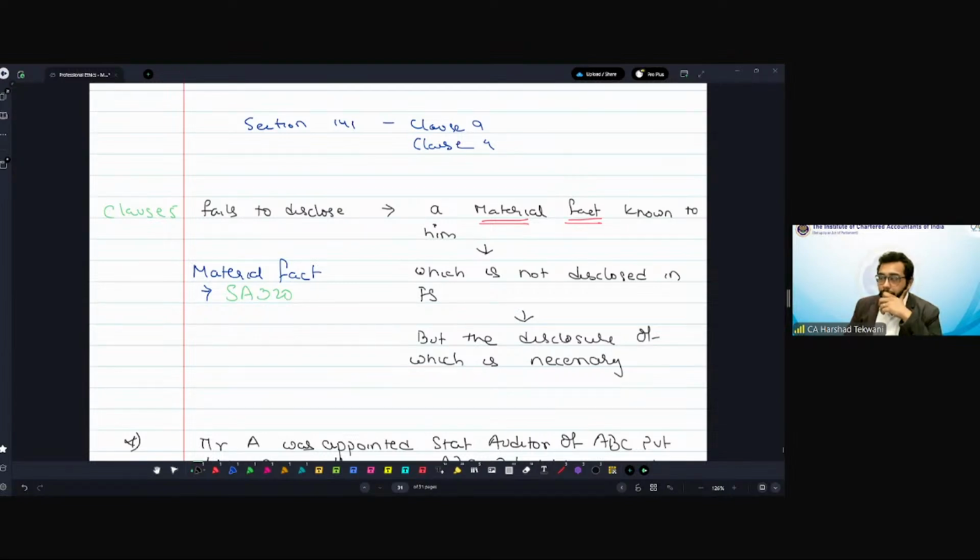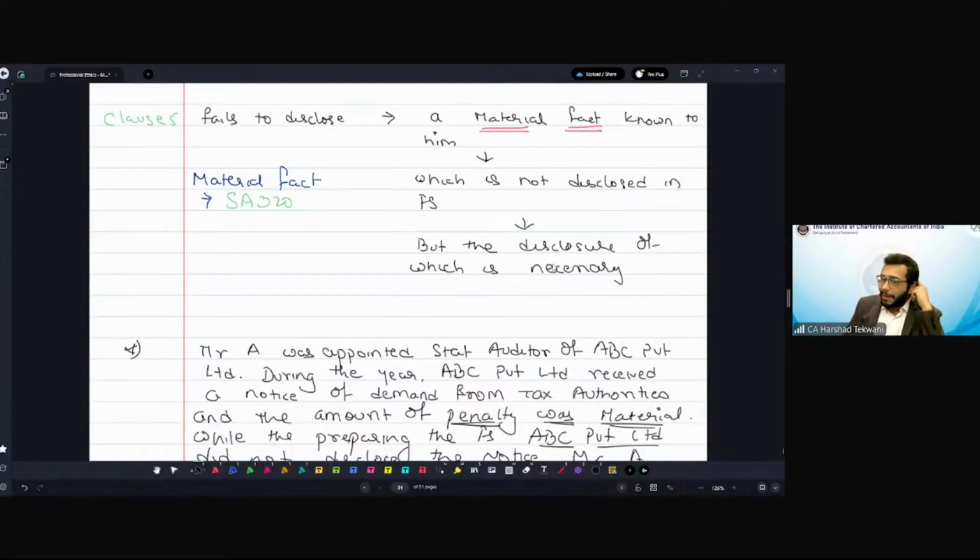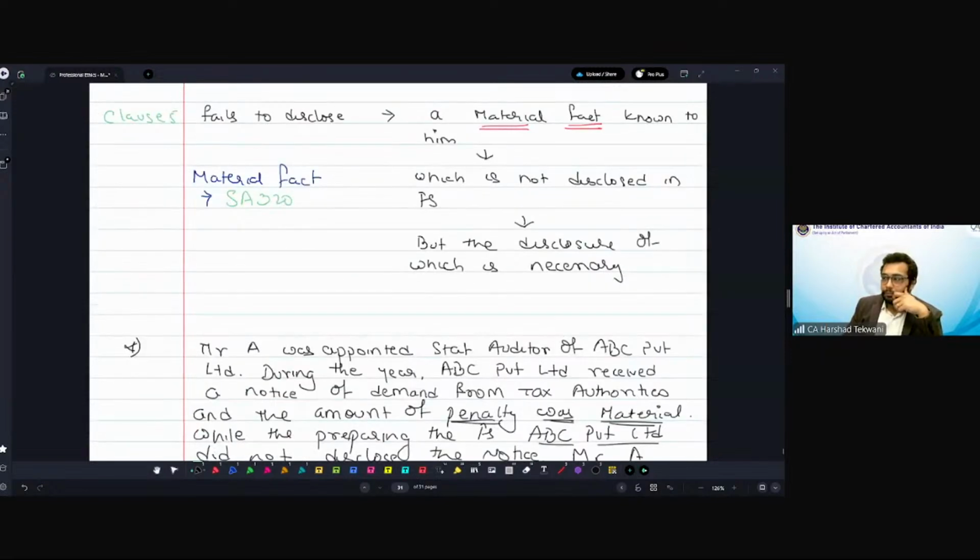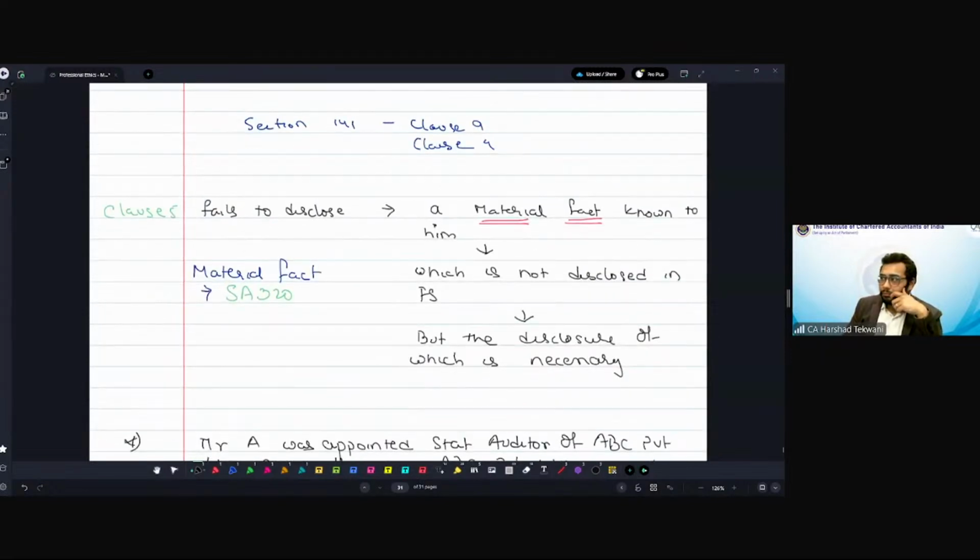So there is one more condition attached to it. He should be concerned with that in a professional capacity. He's a stat auditor. But if he was not a stat auditor, like he was just a tax advisor, would it attract? No. See, in that case, if he's not associated in a professional capacity, and let's say he knows a material fact of a financial statement and does not disclose it, it's not a matter because he was never associated in a professional capacity. There is no requirement upon him to disclose the fact.